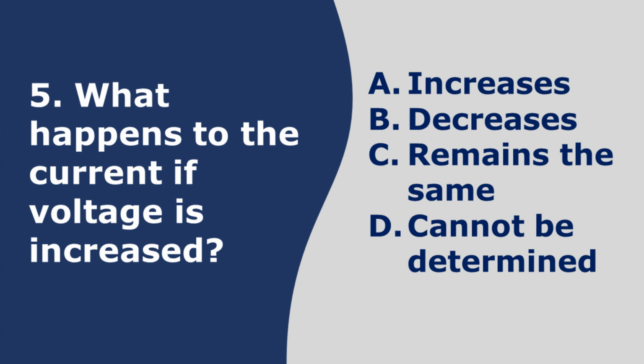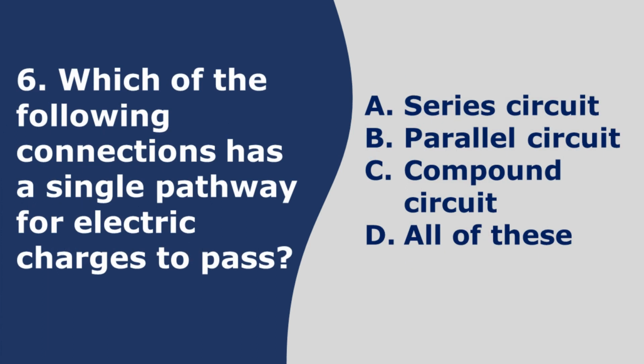Number 5. What happens to the current if voltage is increased? A. Increases, B. Decreases, C. Remains the same, D. Cannot be determined. Number 6. Which of the following connections has a single pathway for electric charges to pass? A. Series circuit, B. Parallel circuit, C. Compound circuit, D. All of these.